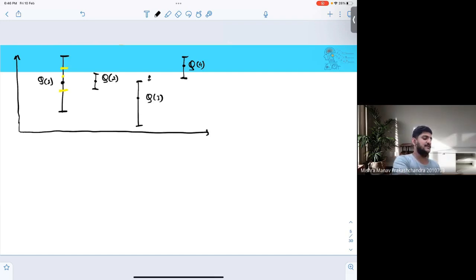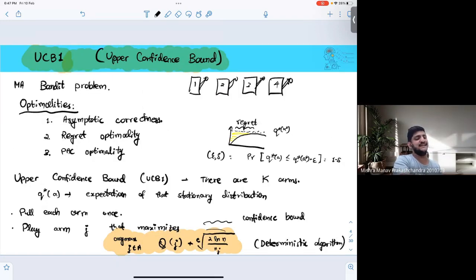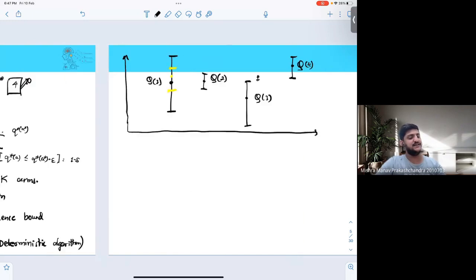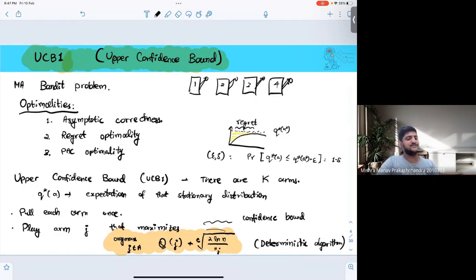Yes, so this is an algorithm, a way of aggregating the information. So let's say I'm pulling arm QJ. How do I update the QJ? I need to take QJ at time t minus one, then take the reward and update it. So that's an updation method for my Q value. That's not an algorithm. Okay, so this is the algorithm.